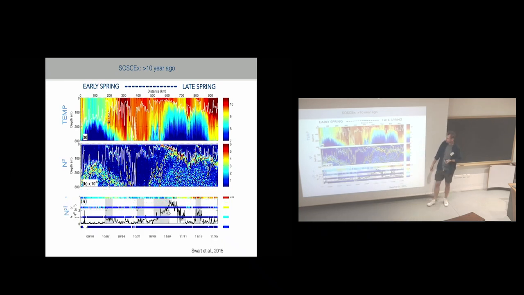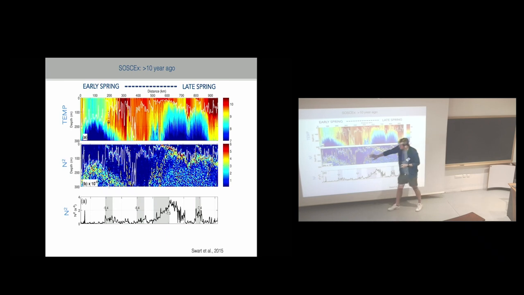And if we look at the integrated N squared over the mixed layer, or at least over the first 100 meters, we can see increases in stratification that are happening pretty much at the end of winter. So it's still very cold, but the ocean is still managing to stratify somehow.